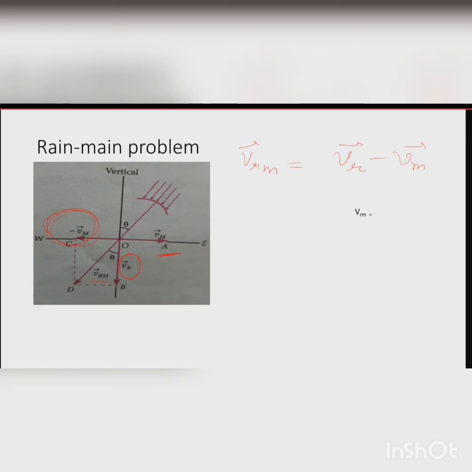So if you are asked at what angle he should hold the umbrella, then the angle at which he should hold the umbrella would be given by tan theta. You can see from the diagram, tan theta would be equal to the velocity of man divided by the velocity of rain.